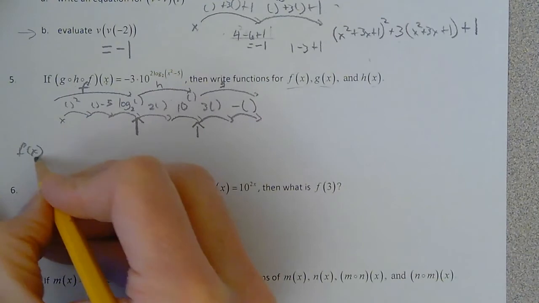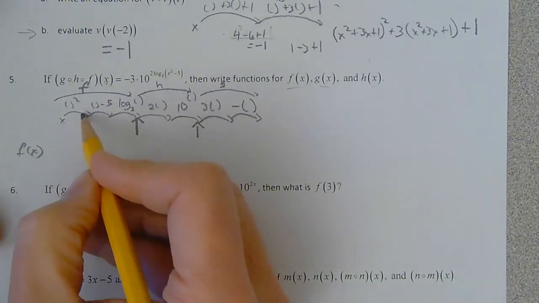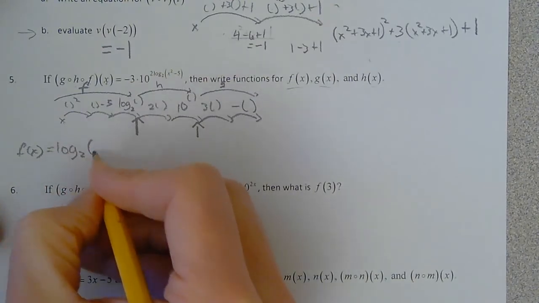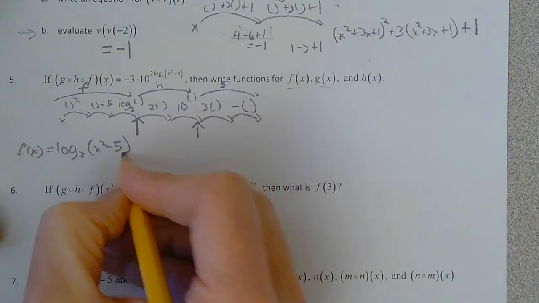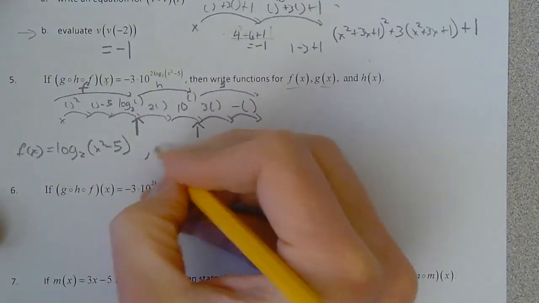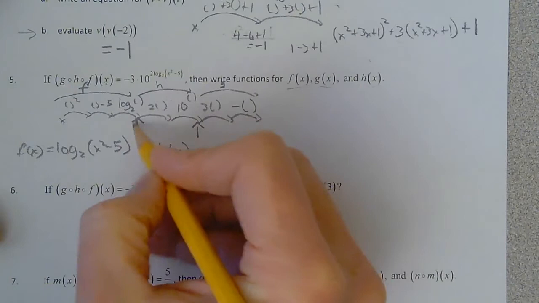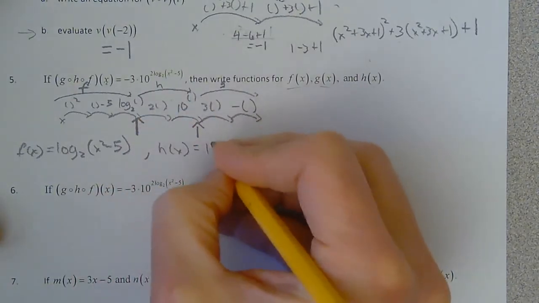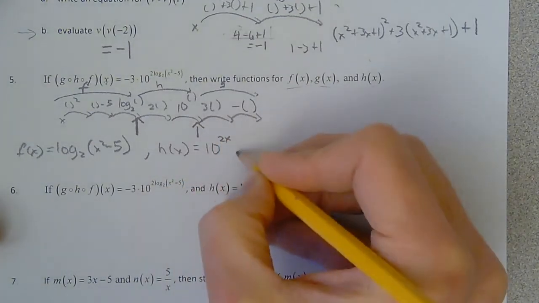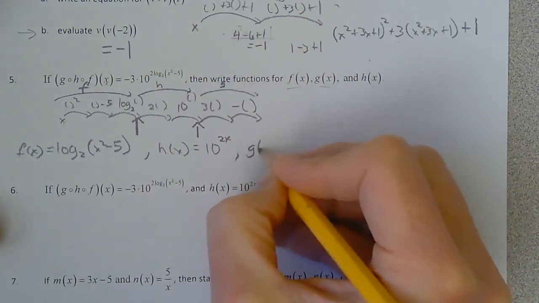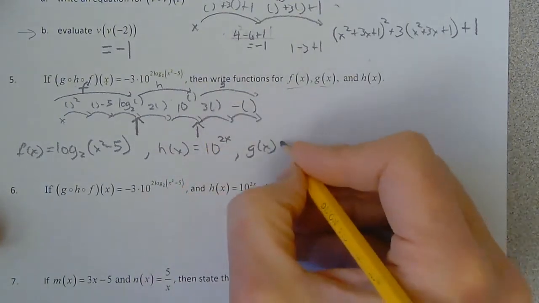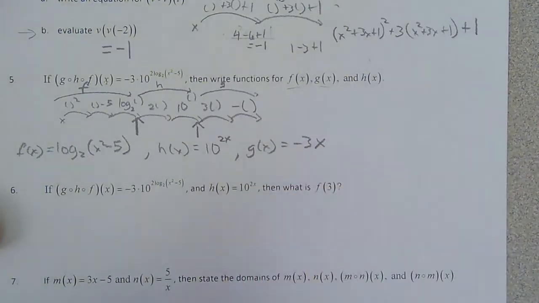So f of x, I just drop an x in the beginning. It says x squared minus 5 inside of a log base 2. So log base 2 of x squared minus 5. I could choose that for f. I could say h then, if I put an x in at the beginning of that, that's 2x in the power of 10, so that's 10 to the 2x. And finally, my g of x, if I put an x in there, this is 3x and change the sign, so that's just negative 3x. This is one example of a correct answer.